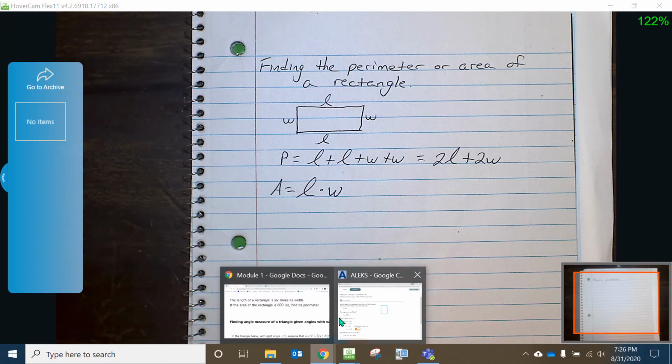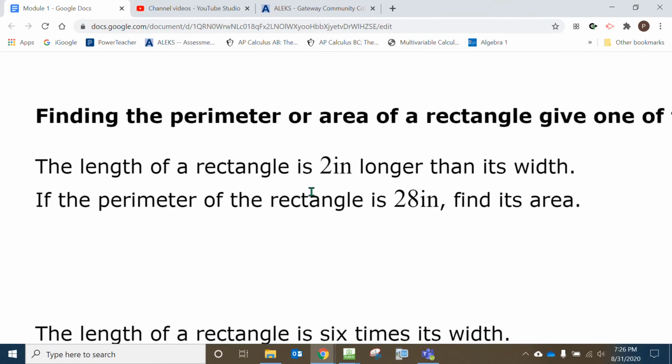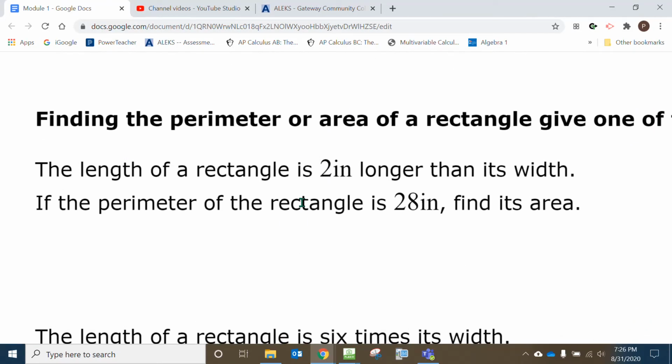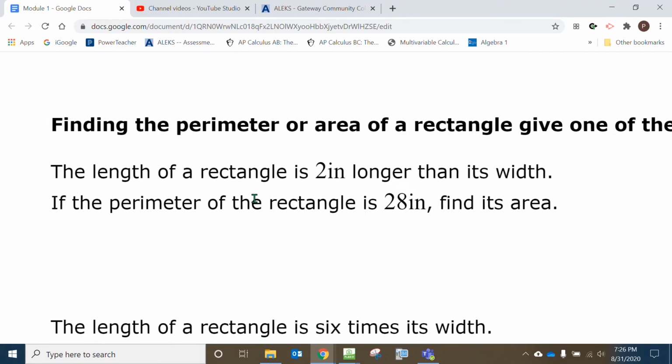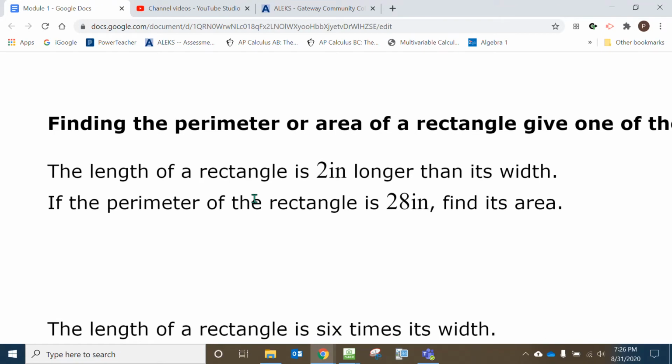So let's take a look at our first problem here. Okay. The length of a rectangle is 2 inches longer than its width. If the perimeter of the rectangle is 28 inches, find its area. All right. So the length of a rectangle, I like using that word, is. That usually represents an equal sign.